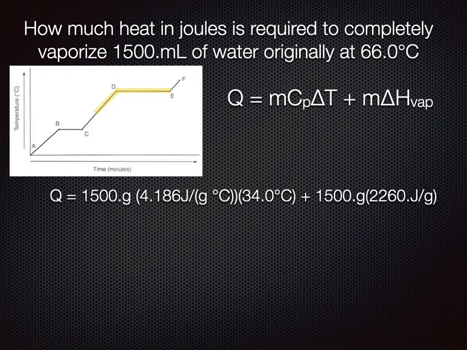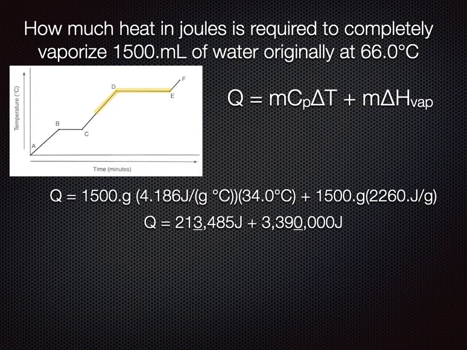The temperature change there, right, is from the final temperature, which is 100 degrees, and the initial temperature, which is 66 degrees Celsius. So 100 minus 66 gives us 34.0. Plus m delta H, 1,500 times 2,260 joules per gram. Let's think about units here. In the first part of the calculation, grams are going to cancel, degrees Celsius is going to cancel, and you're going to end up with 213,485 joules.